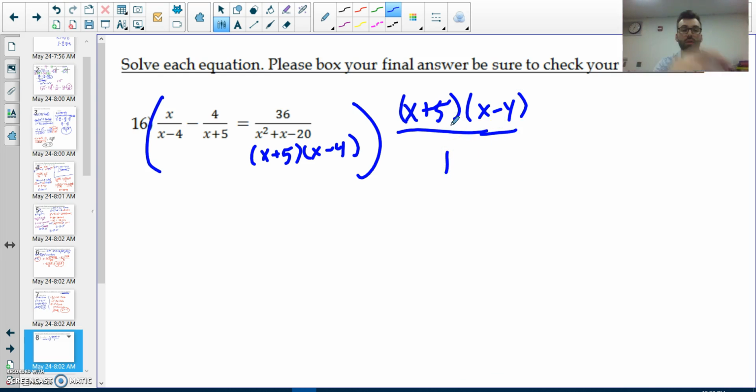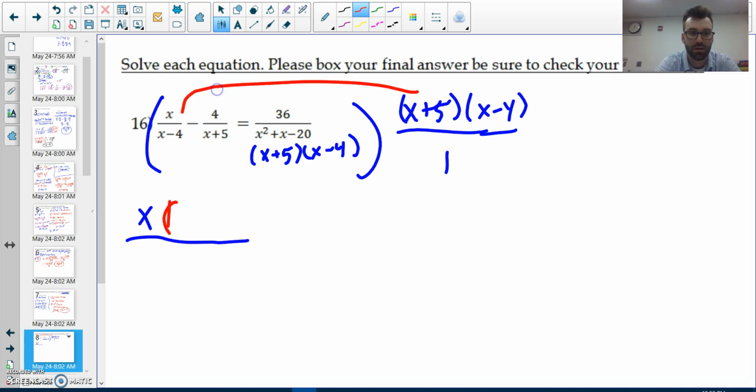If I were to solve this out, remember when we do this, I'm going to write this step in, and you don't have to include it, but I'm just going to write this in so you see what happens. So we review what happens: I multiply every single term by this.